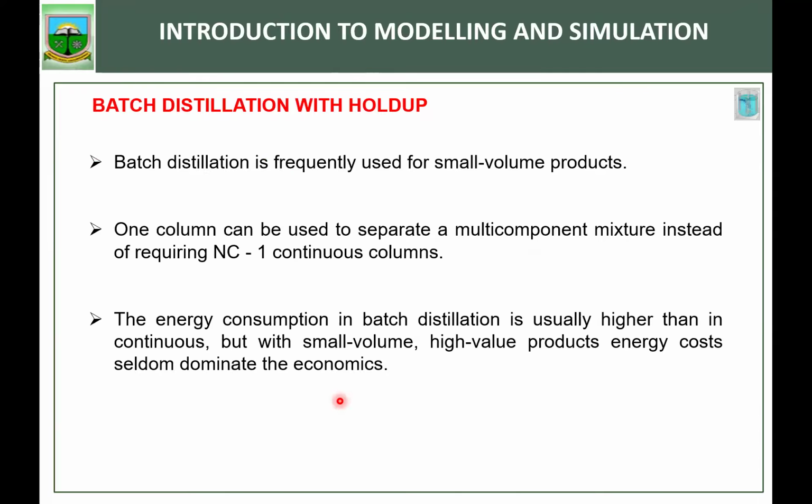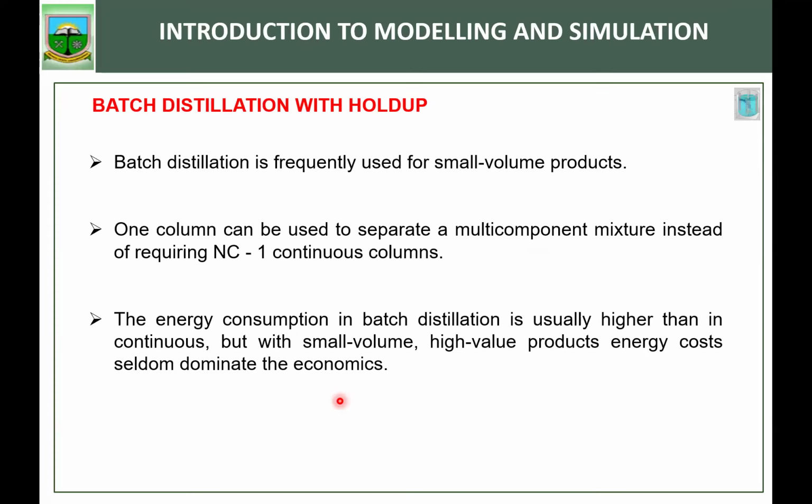So the last one we'll look at today is what we call the batch distillation with holdout. Now, batch distillation is mostly used to distill small products. And just like the multi-component distillation, you can use a batch distillation to distill several compounds, but usually it's best if the components have a very good temperature gradient that can allow effective separation.